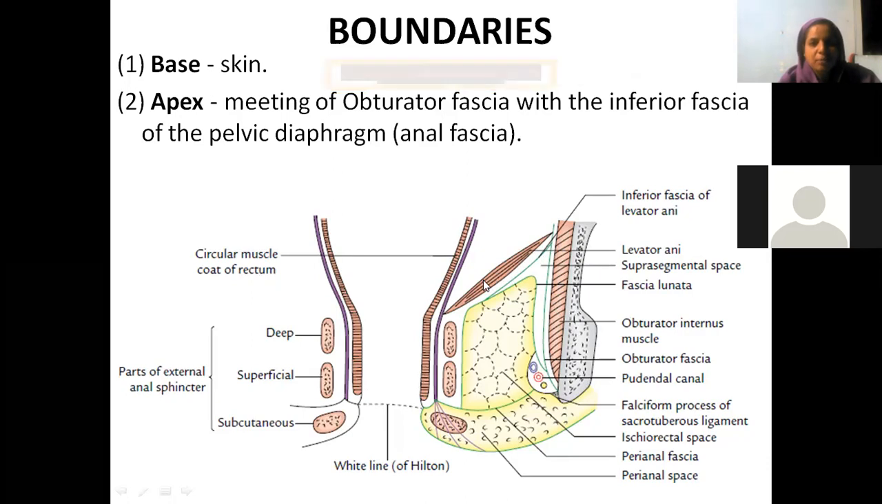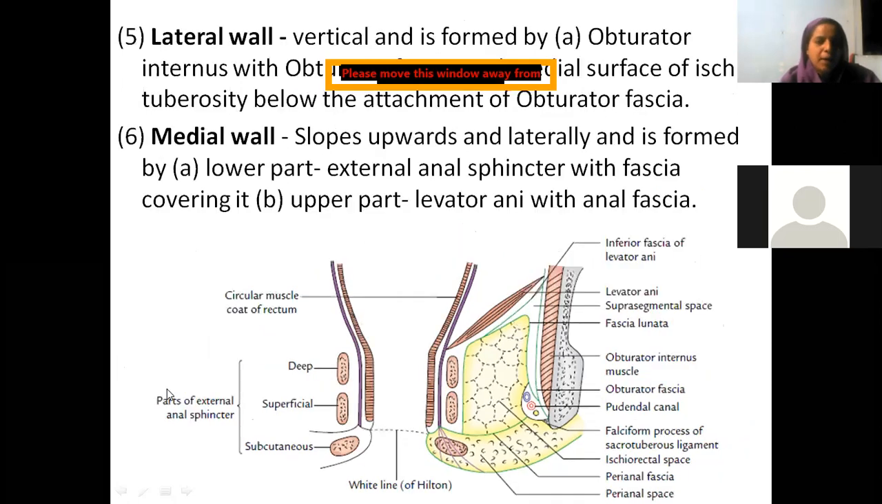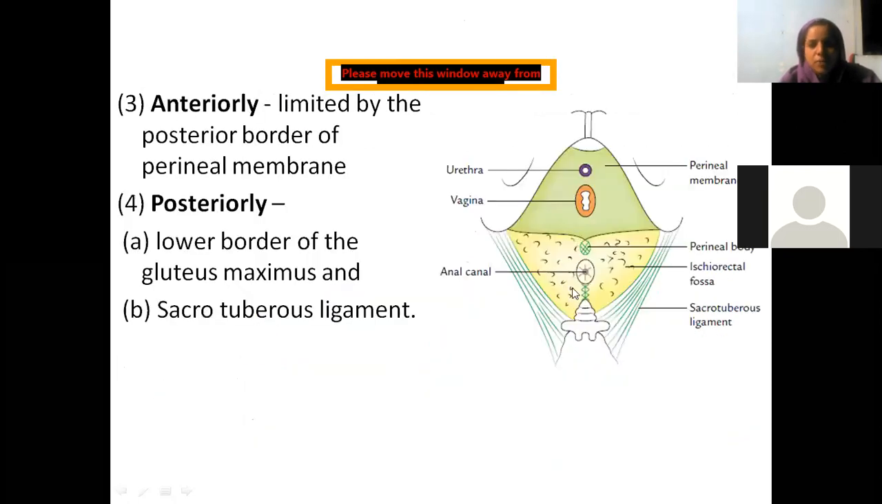Okay, so that is the fascia of the pelvic diaphragm, they generally meet here. Okay, so this is the meeting point. The apex is the meeting point of the obturator fascia with the inferior fascia of the pelvic diaphragm. This meeting point is the apex. Okay, now coming to another view.